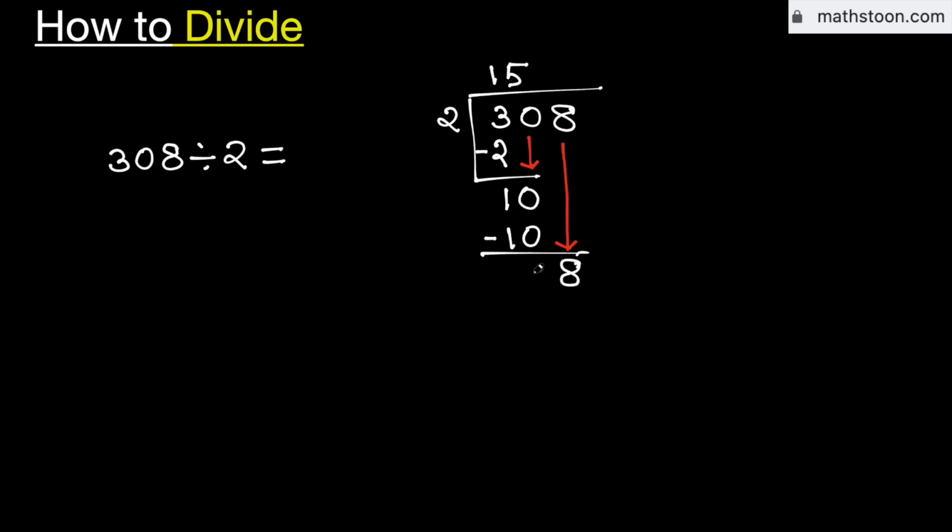So remove this 0 and we know that 2 times 4 is equal to 8. Subtract, we get 0. As we get the number 0 and we have no number to bring down here, we will stop. Therefore, 308 divided by 2 is equal to 154. And this is our final answer.